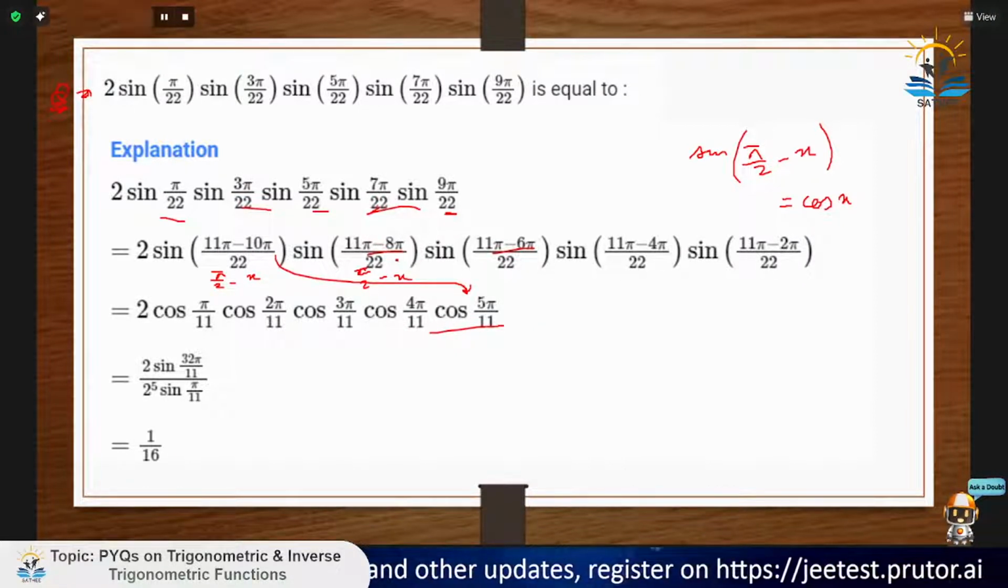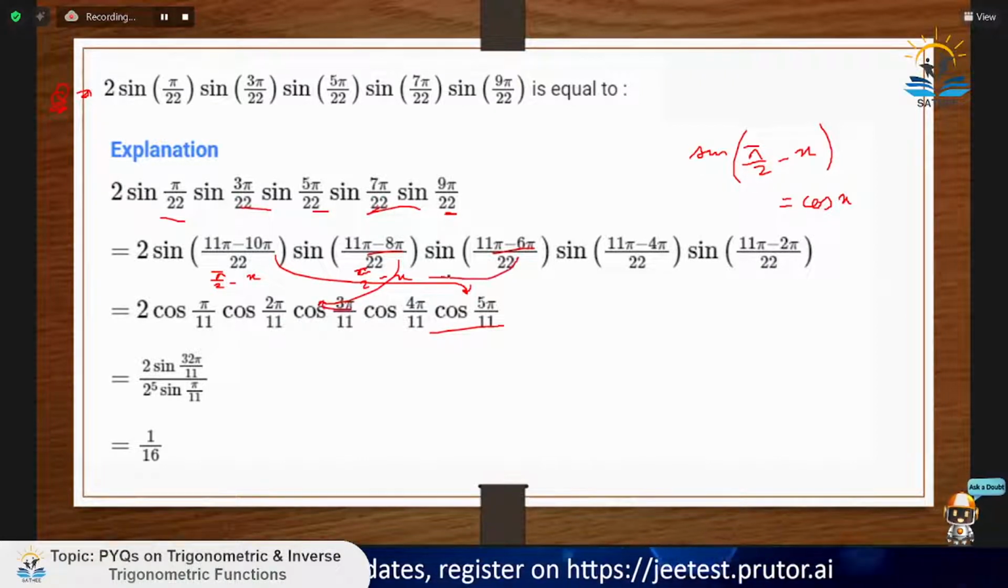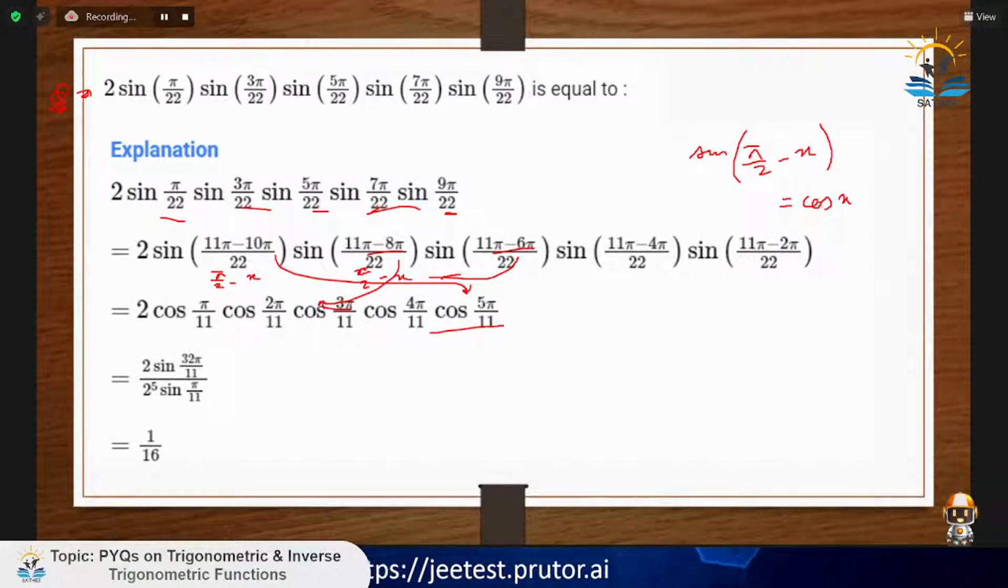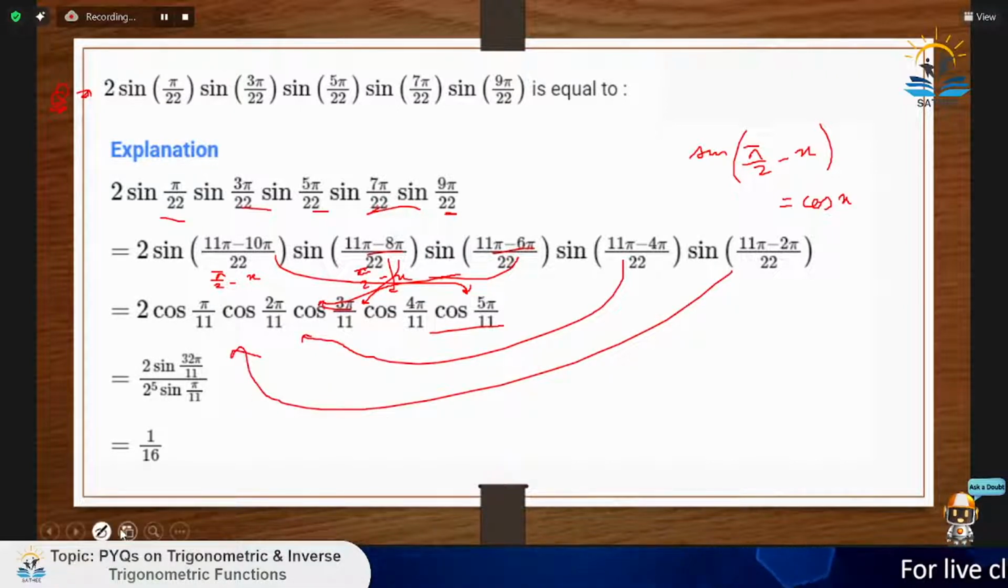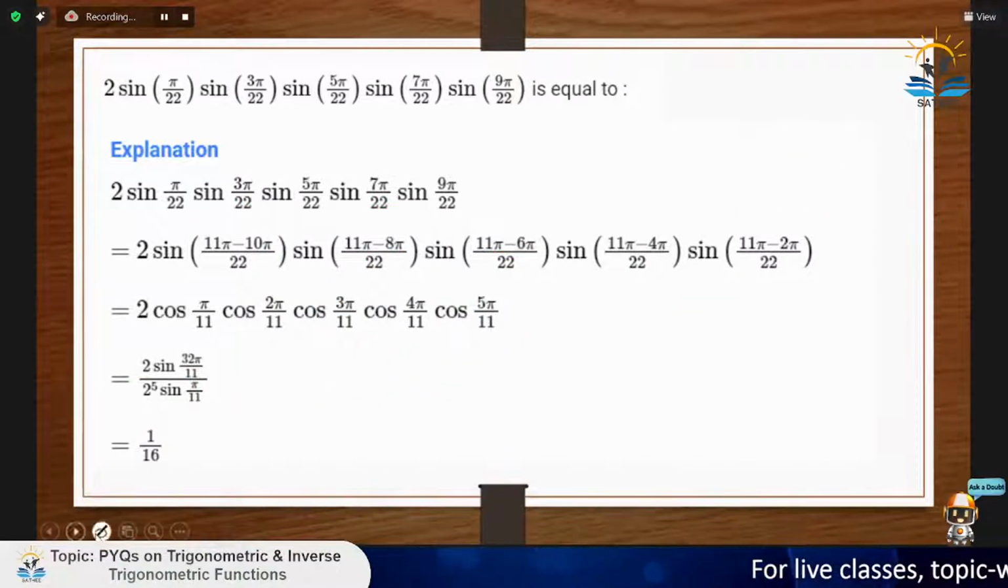Then cos 3 pi by 22, 3 pi by 11 here. Cos 5 pi by 11. No, cos 3 pi by 11, sorry. So from here, it would be cos 4 pi by 11 here, and here would be cos of 2 pi by 11, and cos of pi by 11 here. Okay, so in this way I can evaluate this expression.